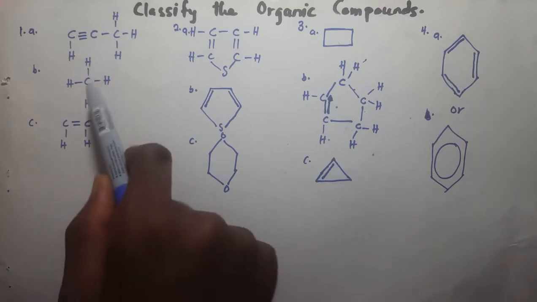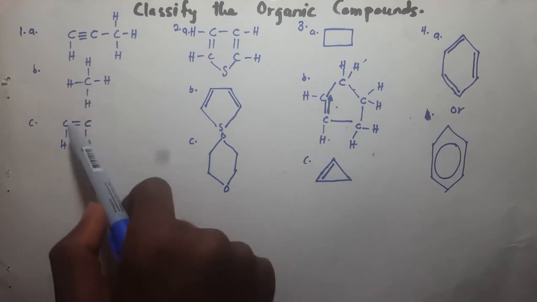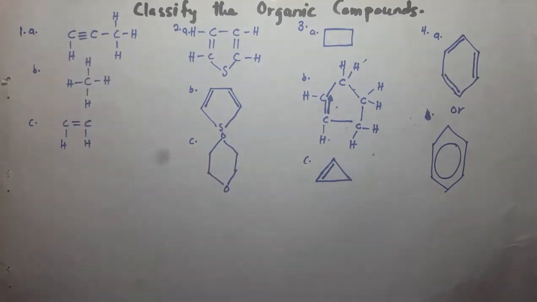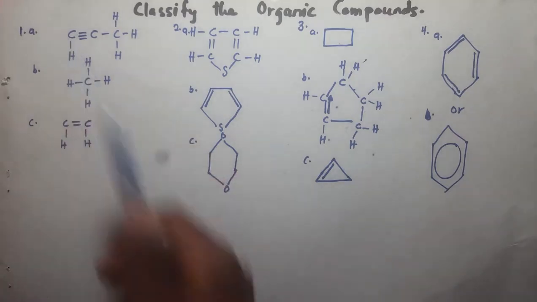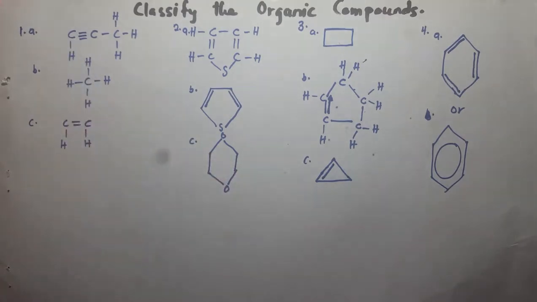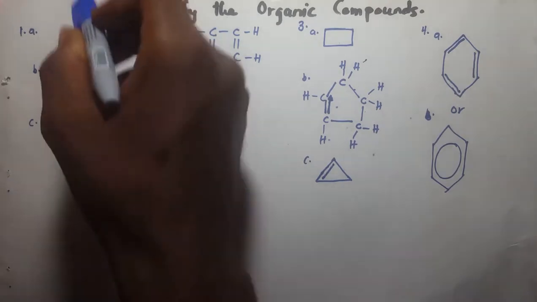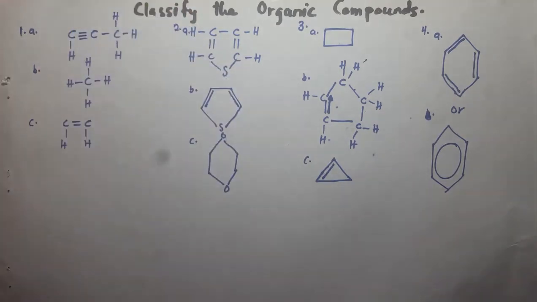Looking at the first one, we have a single bond, double bond, and a triple bond, and some of them are straight, some of them are branched. So since we have single bond, double bond, and triple bond, the first one is an aliphatic, or they are aliphatic compounds.